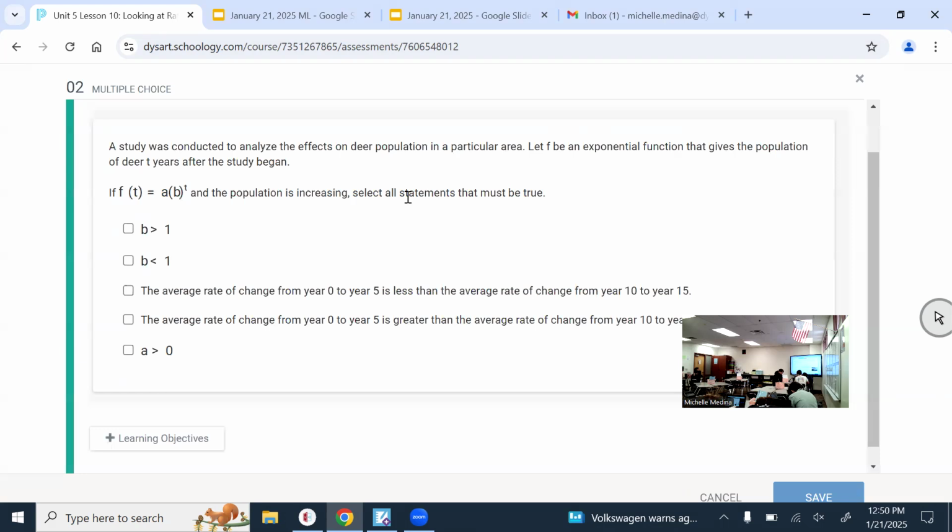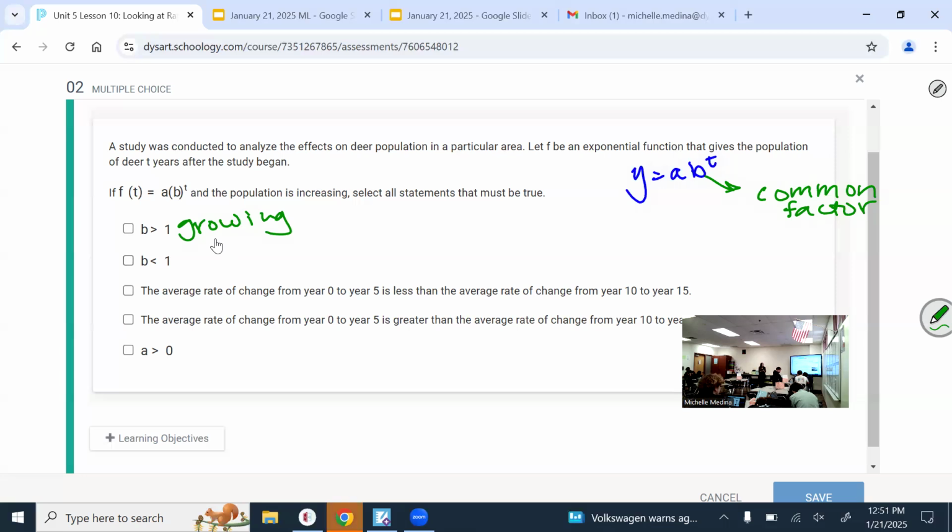So b in our exponential functions, b is what? Your common factor. If my common factor is greater than 1, would that be for growth or decay? If I'm multiplying by a number greater than 1, what should happen? You could try that out. You could do any number times like 1.01 and it will increase. So if it's greater than 1, it's growing. If it's less than 1, then it's doing what? Decaying, good, or decreasing.